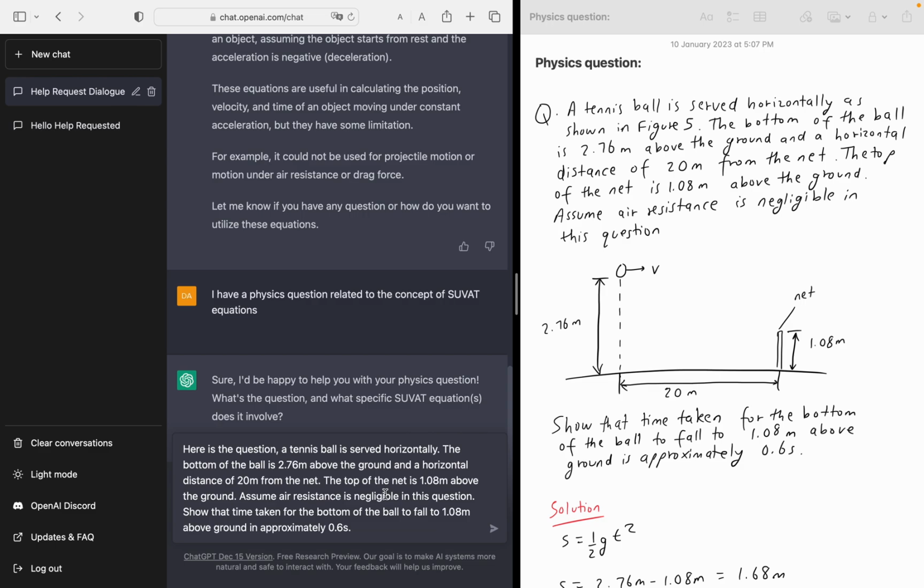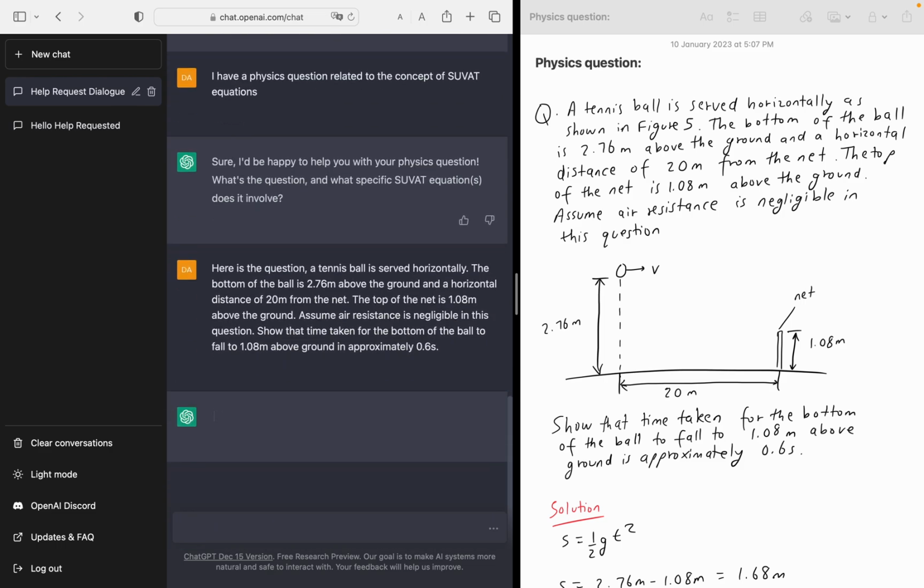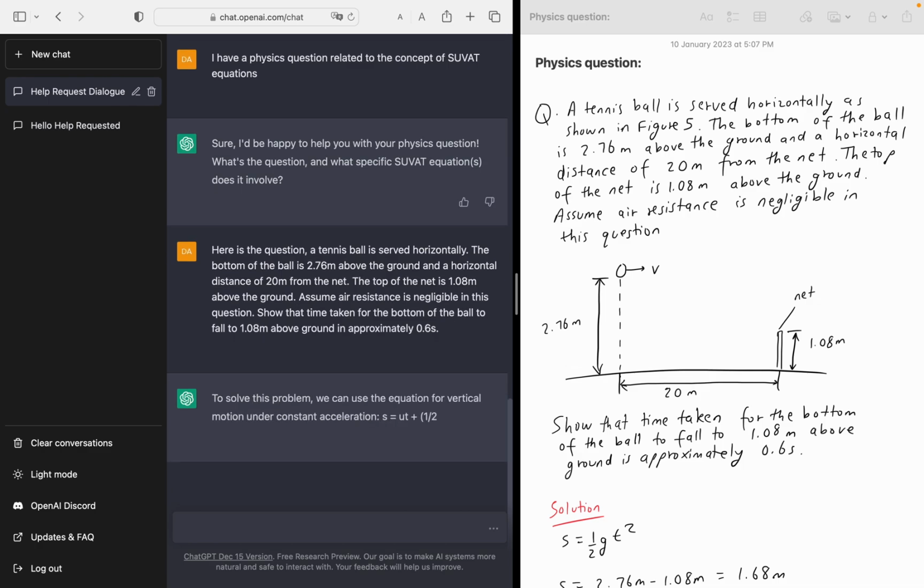This is really going to test the AI to use the correct equation that involves the distance and to solve this correctly. We're going to send this and see how fast it responds. Oh wow, it responds pretty quick.